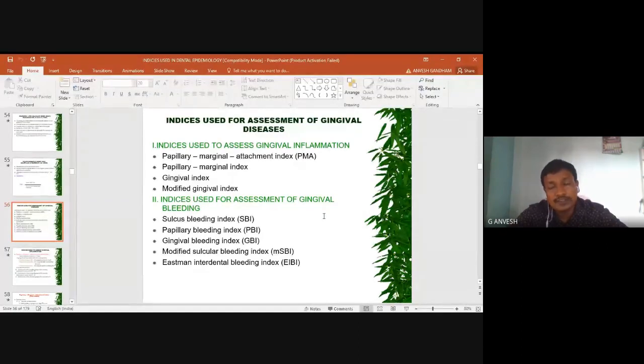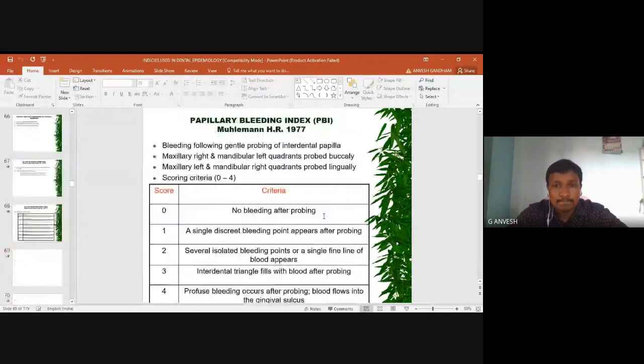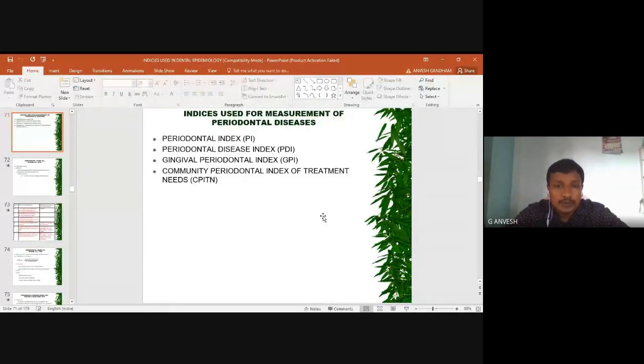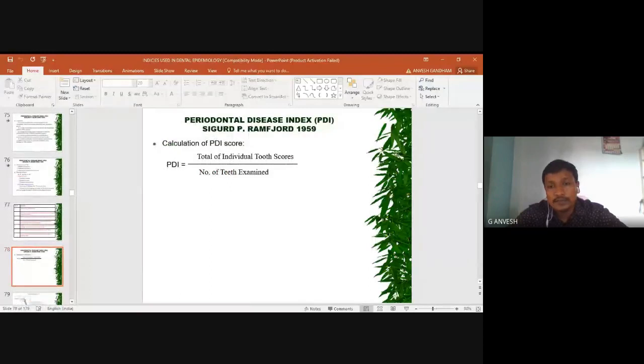And we have some indices to record the periodontal diseases. First, we have the periodontal index, periodontal disease index, gingival periodontal index, and the community periodontal index of treatment needs. We commonly say it as the CPITN index. And we have some indices to measure dental caries. I just use the names. From next class onwards, we will see the individual parts.